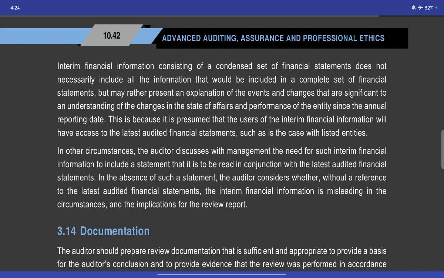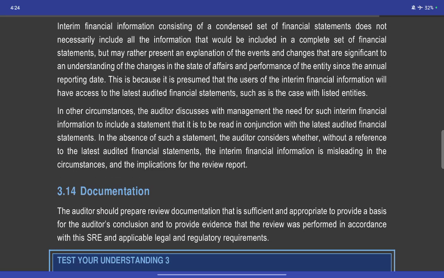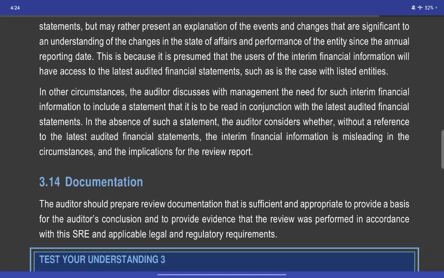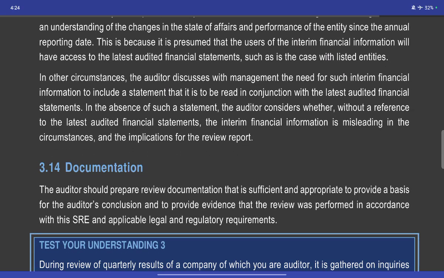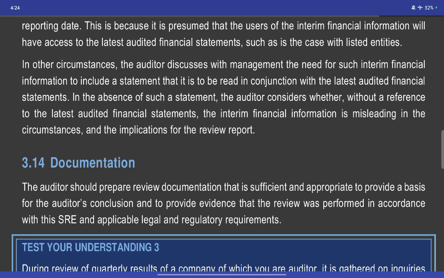The interim financial information consists of a condensed set of financial statements, not necessarily including all the information that would be included in a complete set of financial statements, but rather presenting an explanation of the events and changes that are significant to the understanding of the change in the state of affairs or performance of the entity since the annual reporting date. This is because it is presumed that the users of the interim financial information are able to access the latest audited financial statements, such as in the case of listed entities.